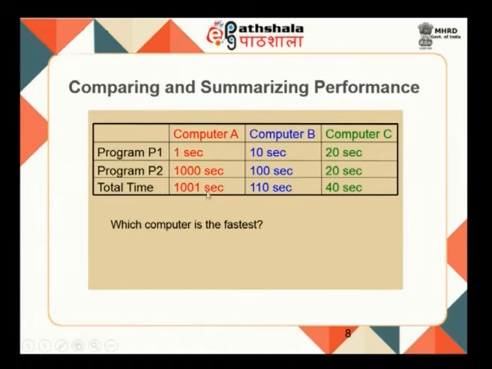And the total execution times you can always calculate as 1001 seconds, 110 seconds and 40 seconds. Now based on the performance of these three processors on these two programs, how do you summarize and say which computer is the fastest? That is our worry now.